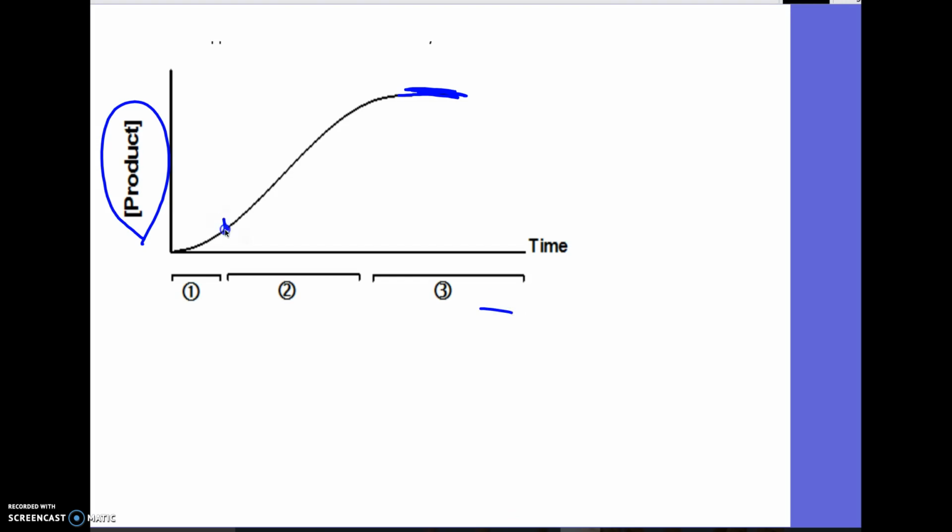Time 2, right? In this time period, you can see a lot of product. The amount of product is increasing a lot. If you were to calculate with numbers, you could calculate the rate. The rate would be the highest here.